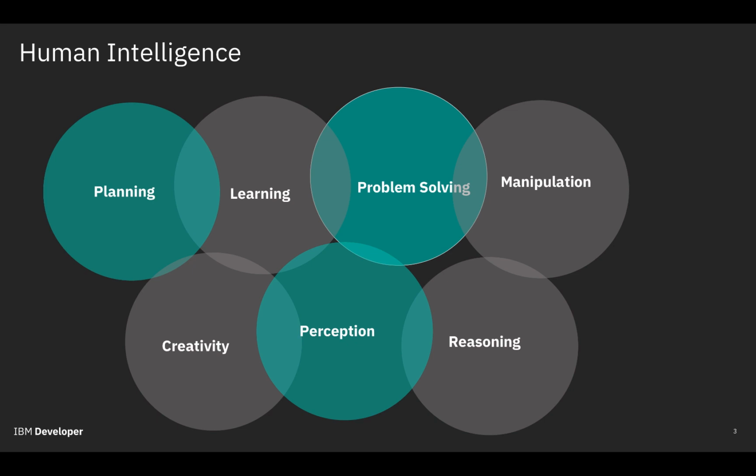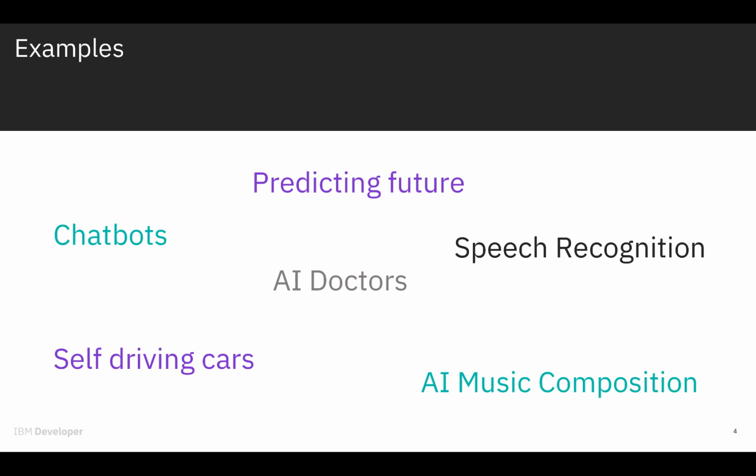AI systems will typically demonstrate at least some of the following behaviors associated with human intelligence: planning, learning, reasoning, problem-solving, knowledge representation, perception, motion and manipulation, and to a lesser extent, social intelligence and creativity. If we can imitate human intelligence, what can we do with it?